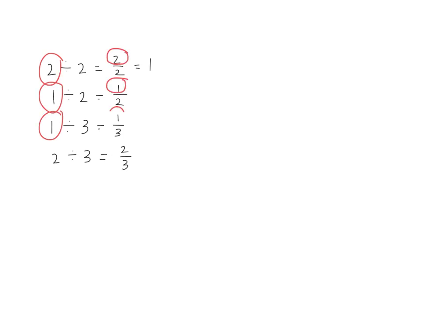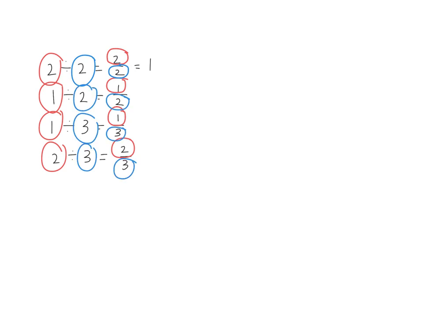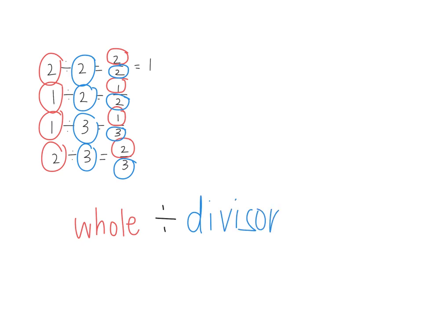What do we call the top of the fraction? The numerator. Then we saw that the divisor always becomes the bottom of the fraction. What do we call that? Denominator. So what we're seeing is that a fraction is really division. We have a whole, let's write this down, whole divided by a divisor, right? Isn't that how division works? We have a whole and we divide it by a divisor.